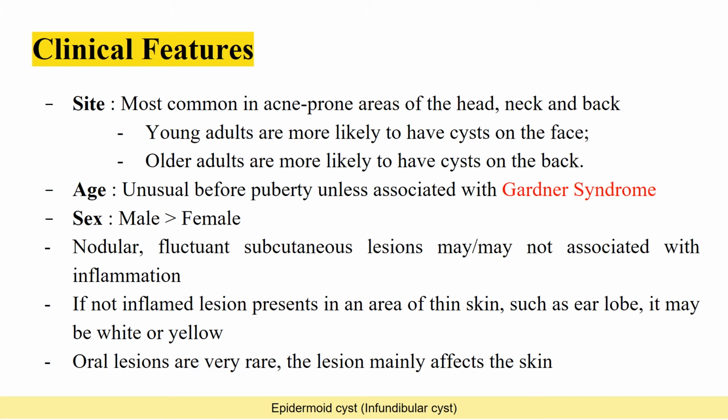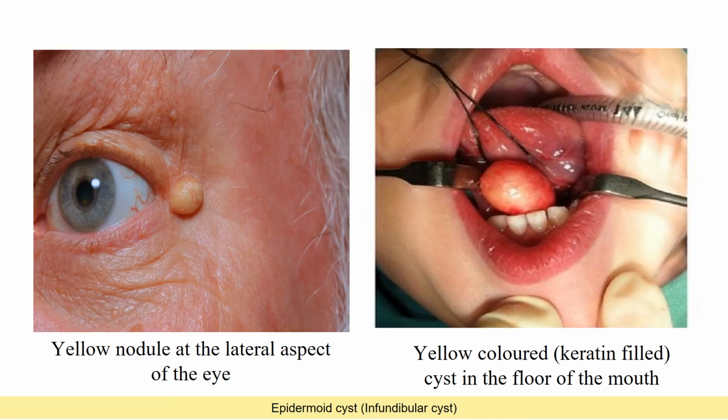If not inflamed, lesions present in an area of thin skin, such as the earlobe, may be white or yellow. Oral lesions are very rare, and the lesions mainly affect the skin. As you can see in the left clinical picture, it is a yellow nodule at the lateral aspect of the eye, whereas in the right clinical picture, it is a yellow-colored cyst in the floor of the mouth.